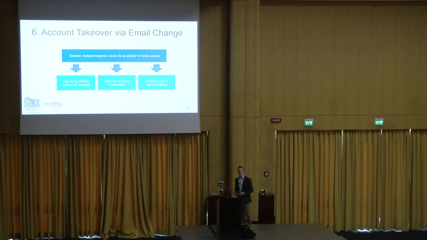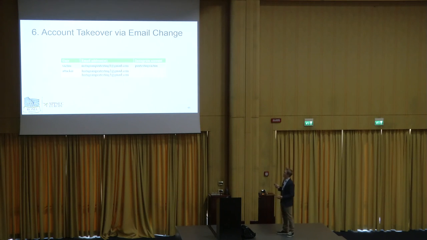Now, the attack scenario that I came up with for this case was, imagine that an attacker has temporary access to an authenticated session of a victim. For example, through SSL pinning, which was still possible until the end of last year, through a cross-site scripting vulnerability, or through physical access to an unlocked phone, for example, when somebody is visiting the bathroom in the pub. And the attacker has a couple of seconds to fiddle on an authenticated session. What he could do then is change the email address of the victim not once, but twice. He would change it to a first email address under his control and then a second one, and then he would proceed with the reset password scenario.